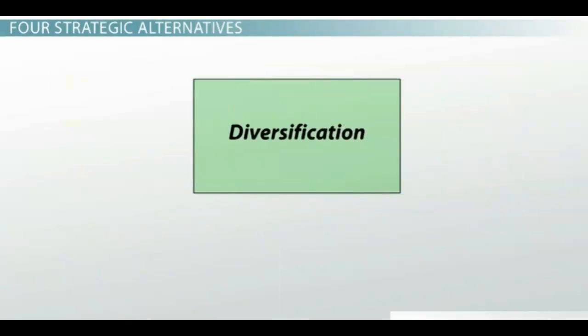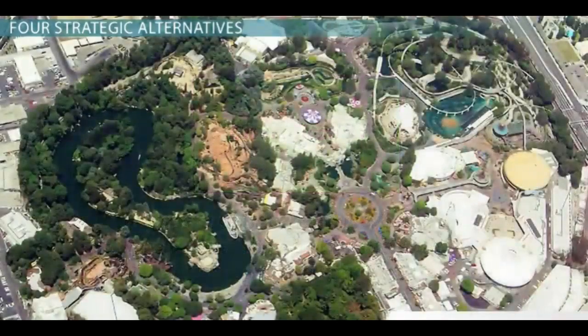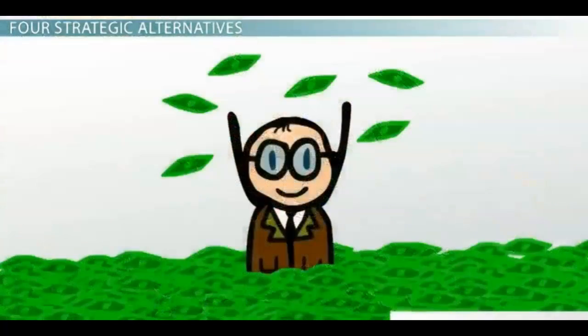The last strategy a company can use is called diversification. This strategy has the most risk because when a company not only develops new products, but also pushes into new markets. A great example is when Disney went from making movies to building theme parks. When a firm is able to be successful at this strategy, they can reap large market share and profits.